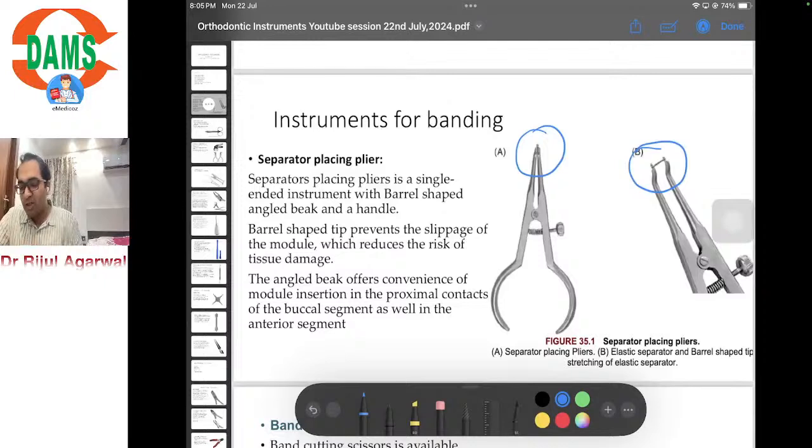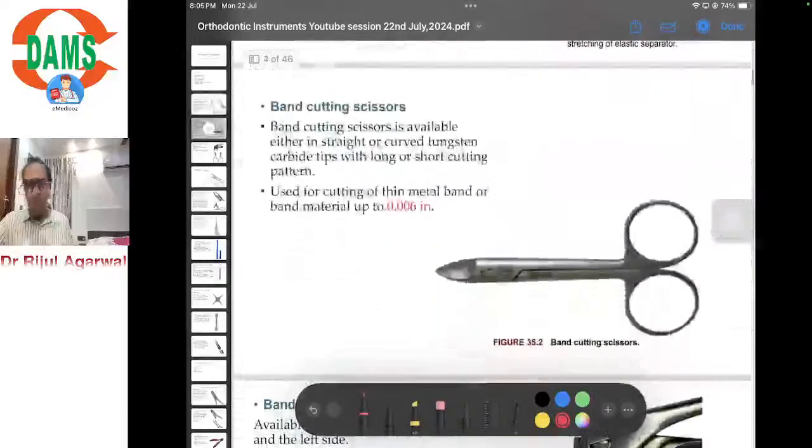So what does it do? Barrel shaped tip prevents the breakage and slippage of the module, which reduces the tissue damage. And the angled beak, as you can see, that beak is angled, so it helps in easy placement in the interproximal contacts of the buccal as well as anterior segment. So the module is taken up at this tip, stretched and placed into the interproximal contact between the teeth for separation of the teeth.